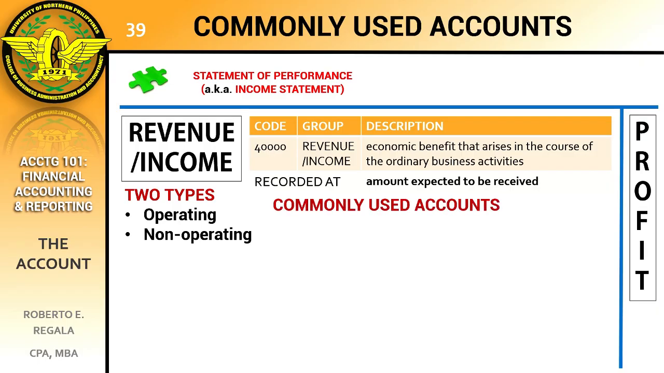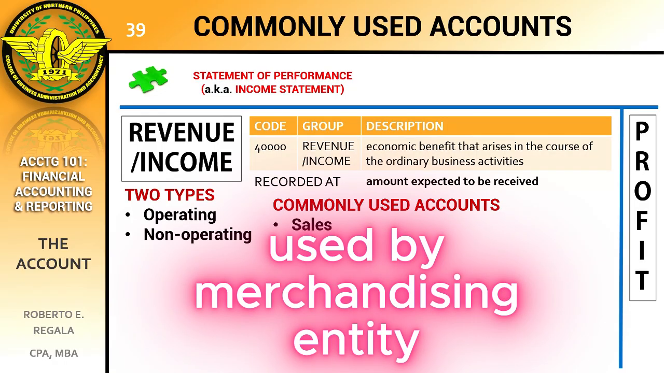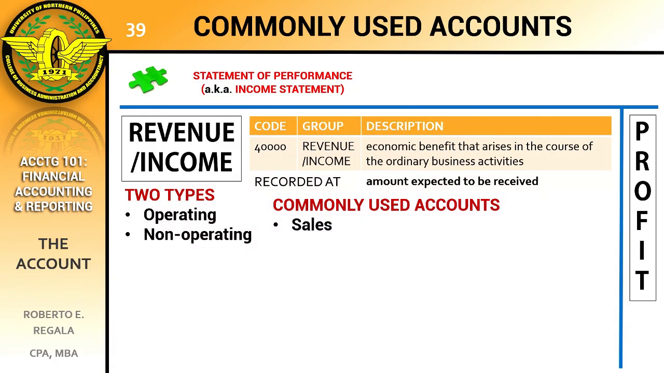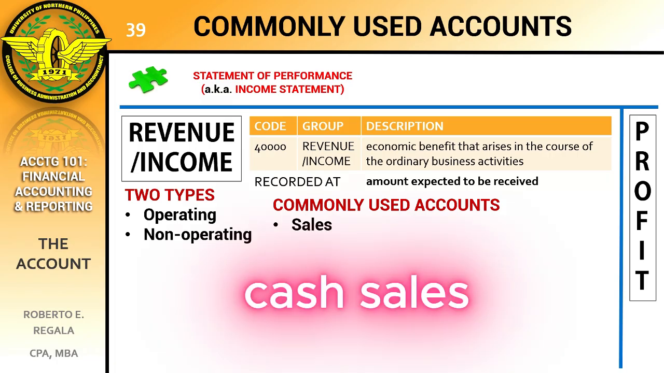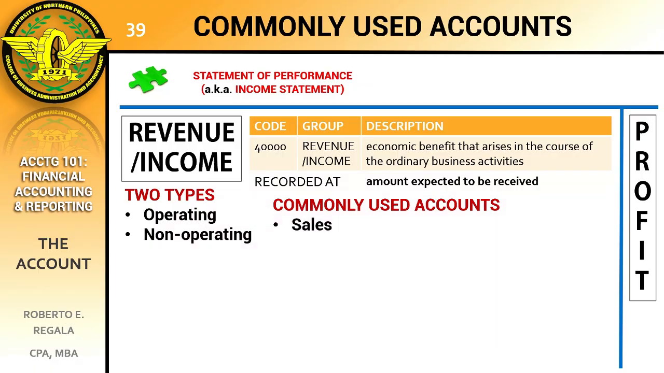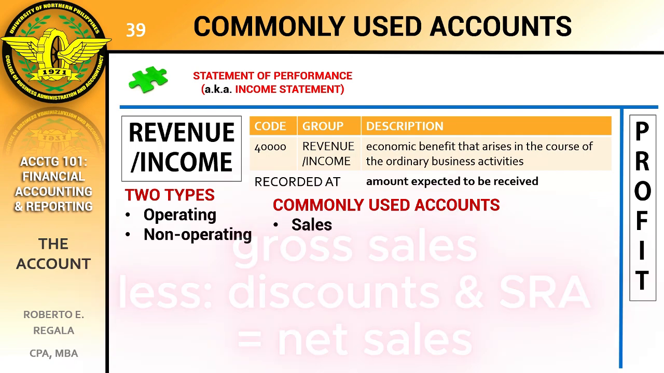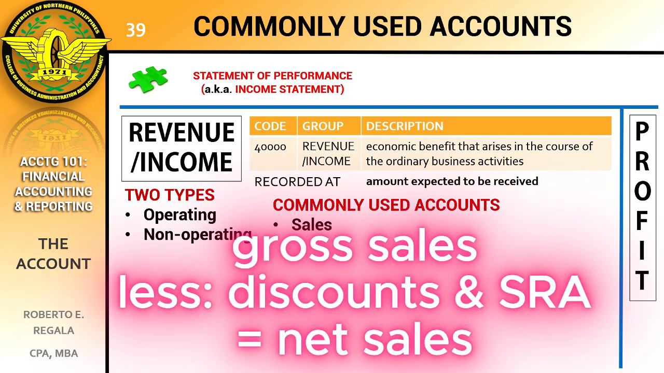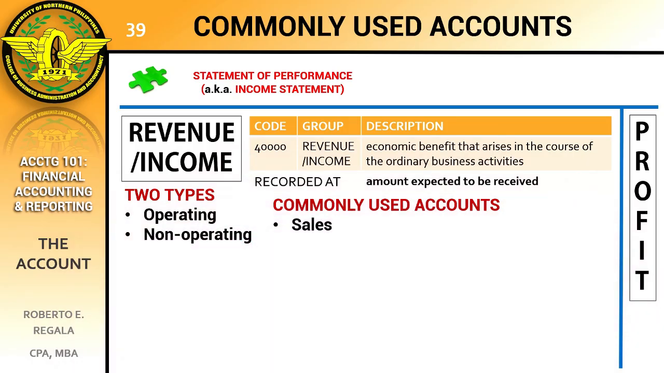Some commonly used revenue accounts are as follows. Sales. This is a general term used by merchandising entities. Sales can be categorized into cash sales, where payment is made immediately, and credit sales, where customers pay at a later date. In financial reporting, sales are often presented as gross sales before accounting for discounts, returns, and allowances, which are then deducted to arrive at net sales.